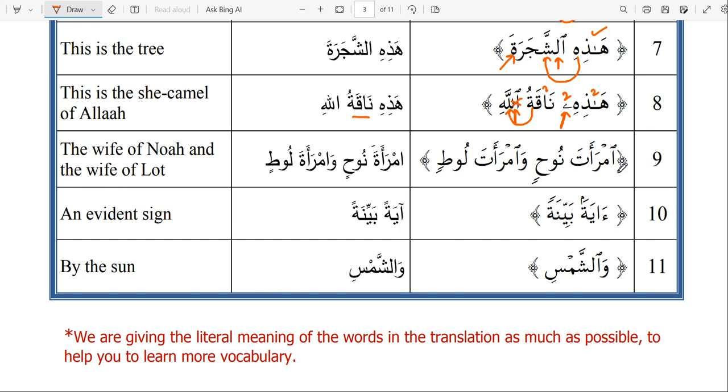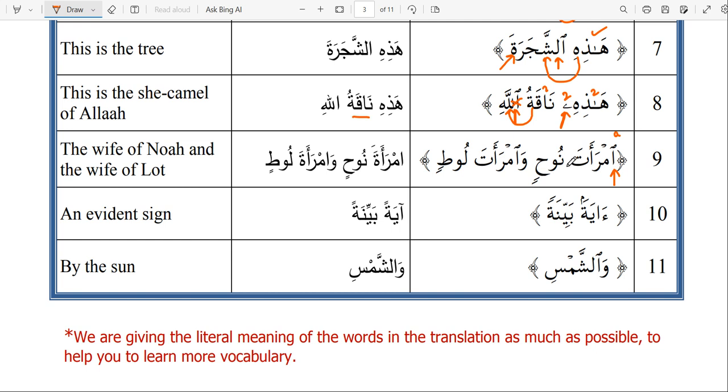Now here you can see hamzatul wasl is starting an ayah, starting a sentence. So we will pronounce this hamza with the sound of a, one count. Imra'ata Nuhin wa imra'ata Lutin. So you cannot say here, as if you're reading continuously, wa imra'ata. If I continue my recitation, I will recite as if I start from here.